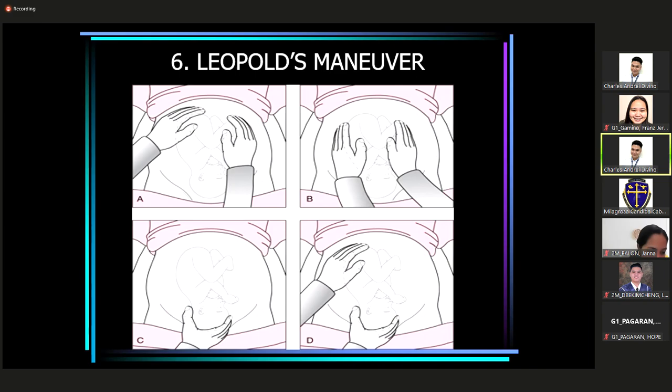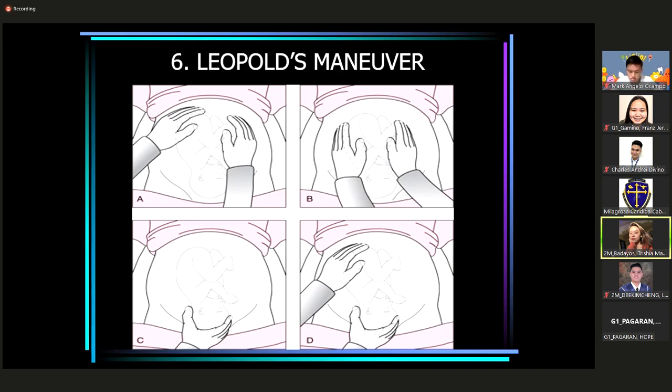Pollex grip, ma'am. Correct. And that is to check for the... Engagement po, ma'am. Engagement. All right, very good. Engagement. If you can take hold of the head and if you can still move the head, ibig sabihin, floating pa po si baby. But if you cannot move anymore the head, that means na nag-engage na po si baby. All right? Sige.